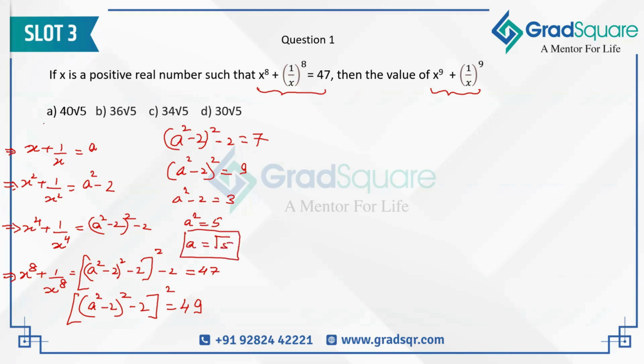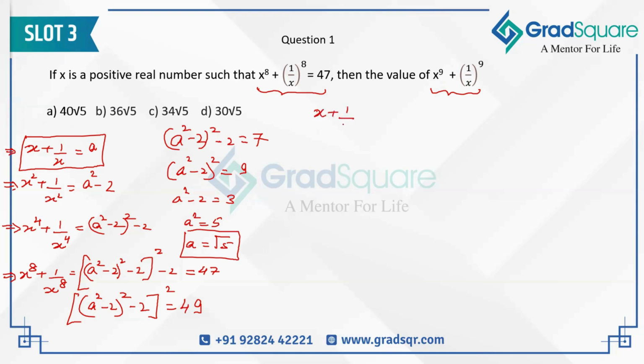Now, what was the value of a? A was x plus 1 by x. So now I have the value of x plus 1 by x, which is root over of 5. I'm looking at x power 9 plus 1 by x power 9. Now, if I look at x plus 1 by x and do a cube of this, I'll get x cube plus 1 by x cube as a part of the expansion. And then if I cube it one more time, I'm going to get x power 9 plus 1 by x power of 9. So that's the route that I'm trying to take.